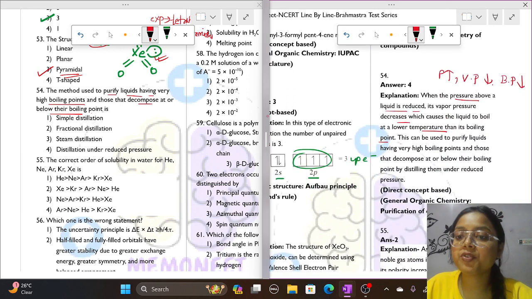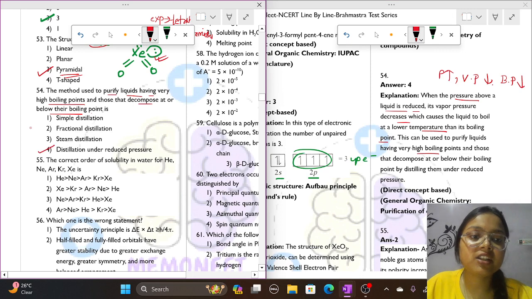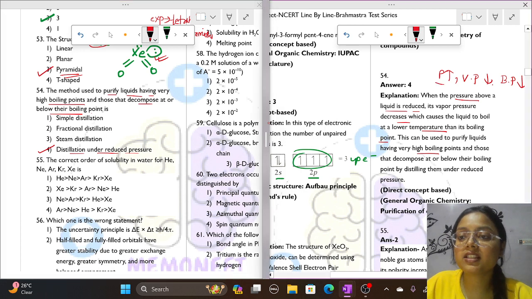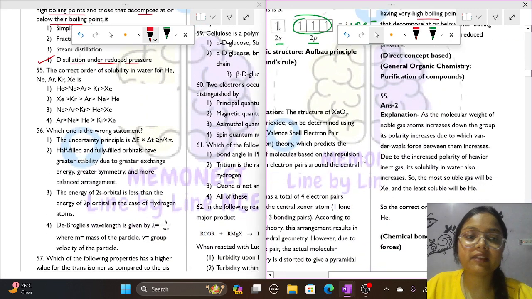So this can be used to purify liquids at very high boiling points. Those liquids which have very high boiling points can be decomposed by this method. Why? Because as the pressure is increased, the boiling point will decrease, right? So the fourth option, which is distillation under reduced pressure, will be the correct option, because as the pressure increases, the boiling point decreases, right? So for liquids with very high boiling points, if we increase the pressure, their boiling point automatically decreases.